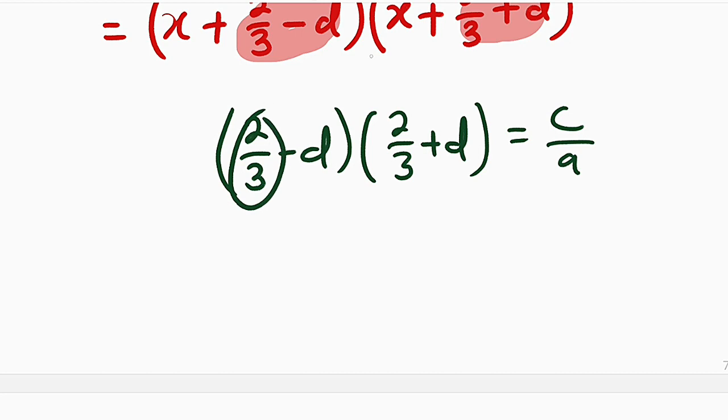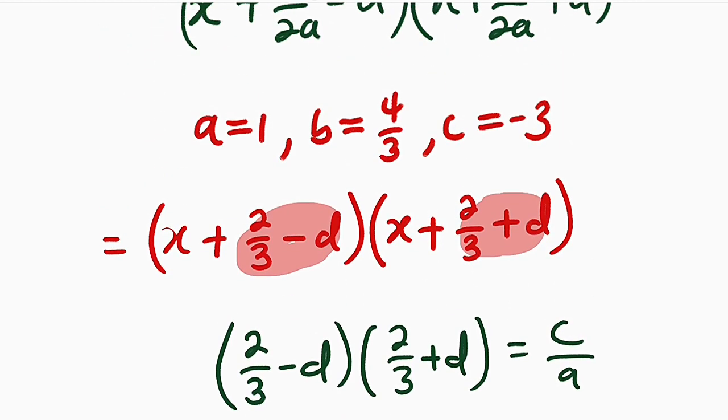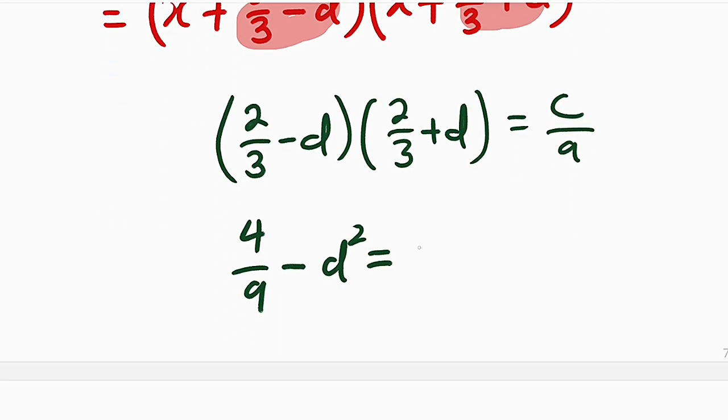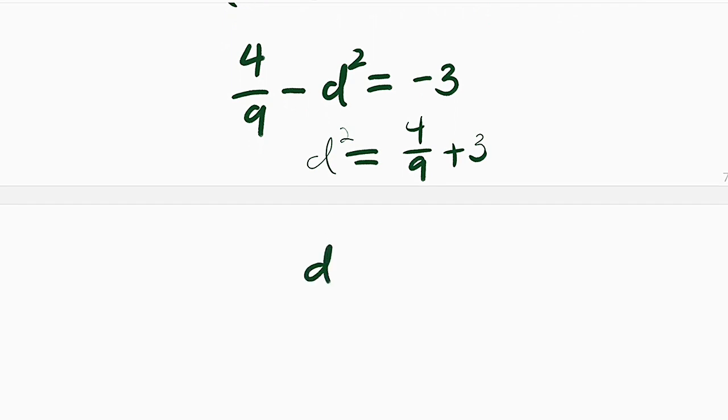You take the first term, square it, you get 4/9. You subtract d², and this is equal to c/a. c is −3, a is 1, so −3 divided by 1 is still −3. From here, you can make d the subject. d² is now equal to 4/9 + 3, and 4/9 + 3 is equal to 31/9.